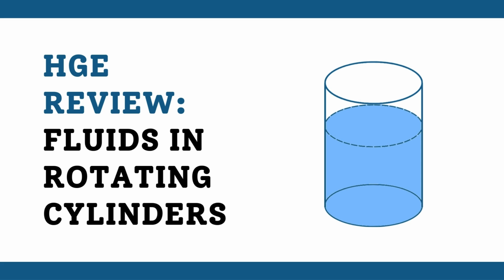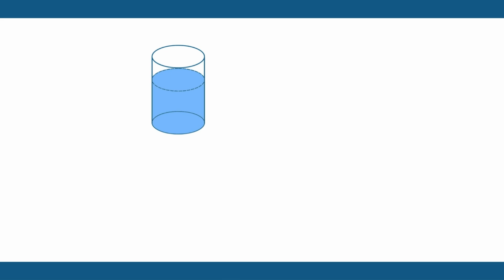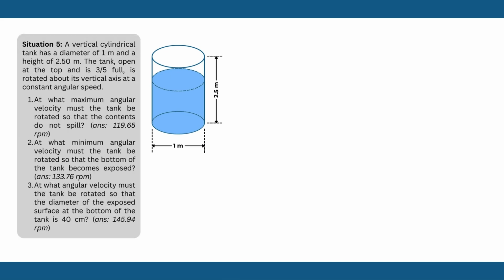Good day, and welcome to another episode of my reviewer series for civil engineering topics focusing on fluid mechanics problems. In this episode, a vertical cylindrical tank has a diameter of 1 meter and a height of 2.5 meters.